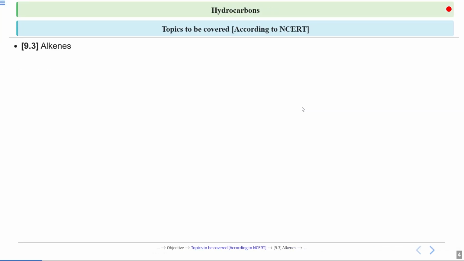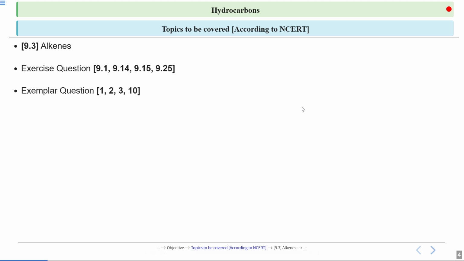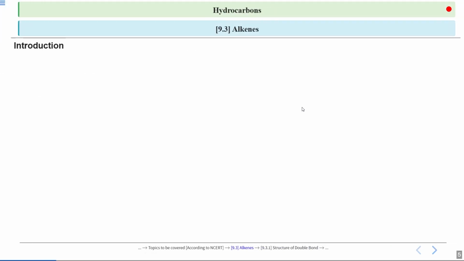If I talk about the specific sections of the NCERT, then we will be covering section number 9.3, whose name is alkenes. After that, we will do some questions. So, we will do exercise questions 9.1, 9.14, 9.15 and 9.25. Then after, we will also cover some exemplar questions. So, it is 1, 2, 3 and 10. And lastly, we will summarize today's lecture with a short note.